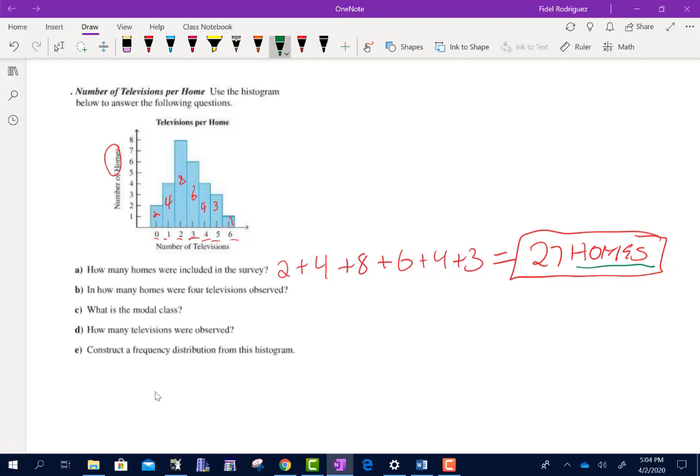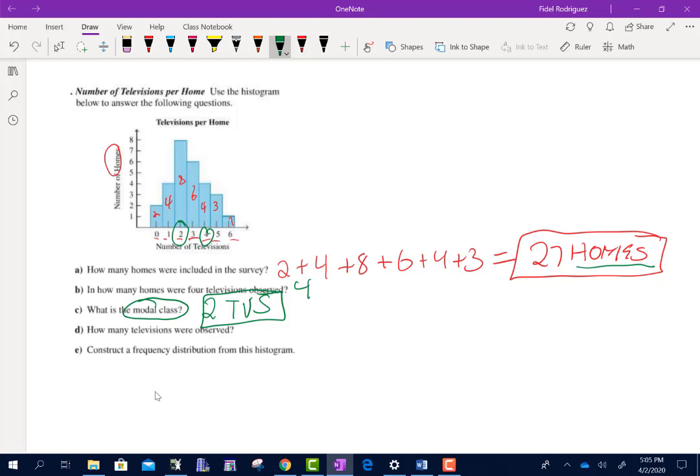So it says, in how many homes were 4 televisions observed? So I'm going to go right here. 4 televisions. How many homes did we have? We had 4 of them, right? Okay, so in 7.3, we talked about mean, median, and mode. When it tells me here, what is the modal class? It's asking me, do we know which is the biggest bar here? Yeah, the biggest bar is that one there. When they're saying the modal class, they're talking about the bar that has 8 homes. But they're referring to that bar is the one that has 2 TVs, right?